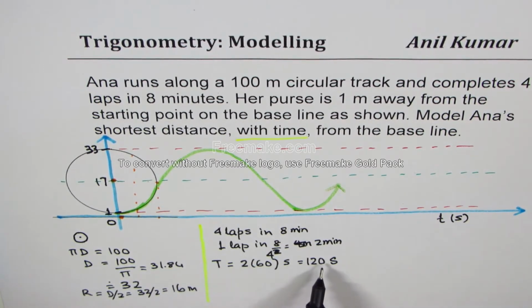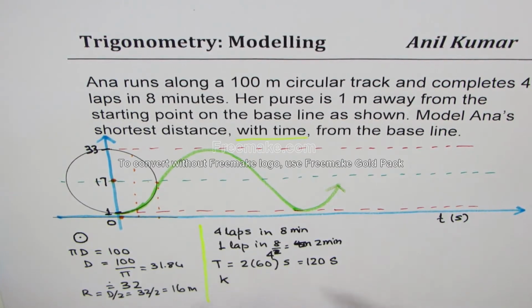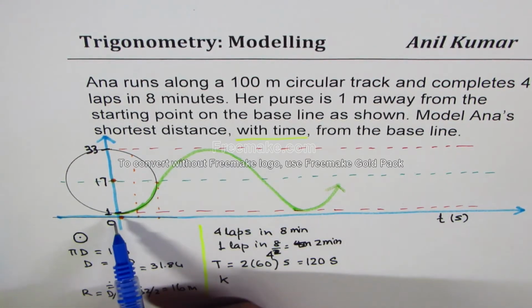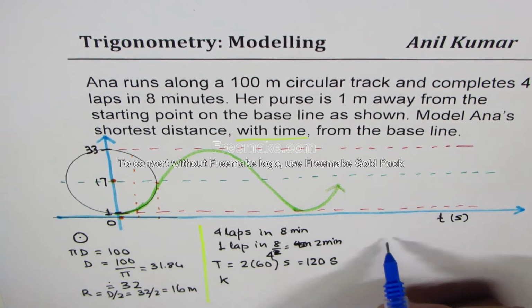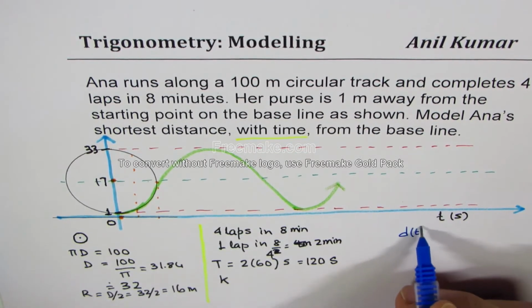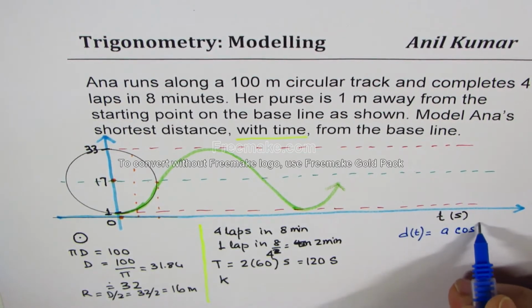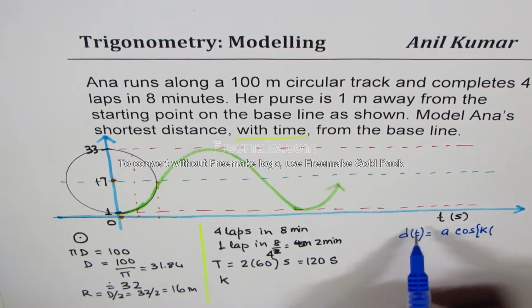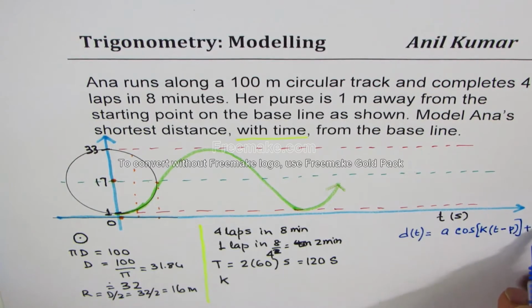When time period is 120 seconds, what is the value of k? Now what is k? We'd like to model this with the help of cosine, since it starts with a maximum or a minimum, cosine is a good function. So we'll say height, or you can say distance, with time is equal to amplitude times cos of k, and this is t here, minus some phase shift. So let's call this p plus q.